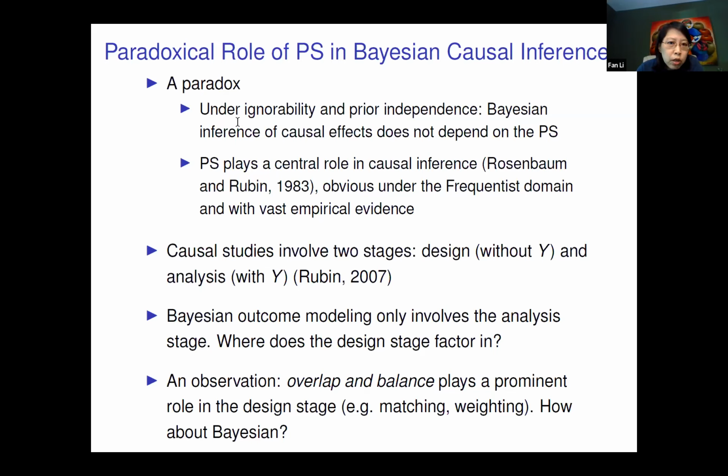As we mentioned earlier, under ignorability and prior independence, the propensity score drops out of the whole calculation. That's actually where the name ignorability comes from. On the other hand, if you read Rosenbaum and Rubin's 1983 paper on the propensity score, the title is The Central Role of the Propensity Score in Causal Inference. Obviously in the frequentist domain there is vast empirical evidence that the propensity score plays a central role in causal inference, but Bayesians say, hey, it's ignorable. So how do we reconcile this paradox?